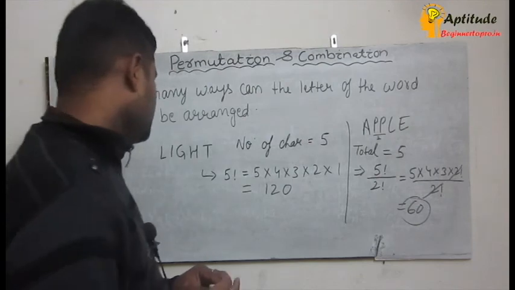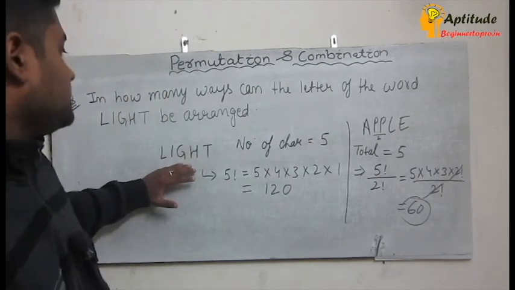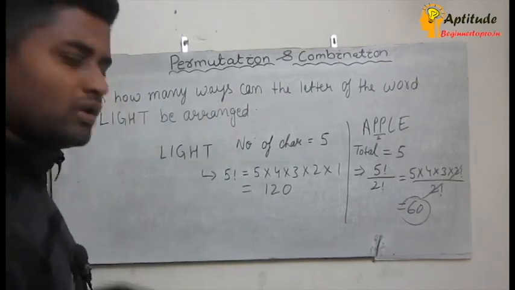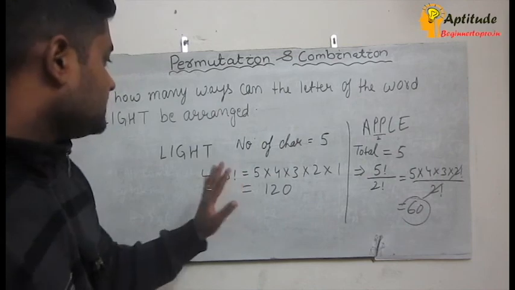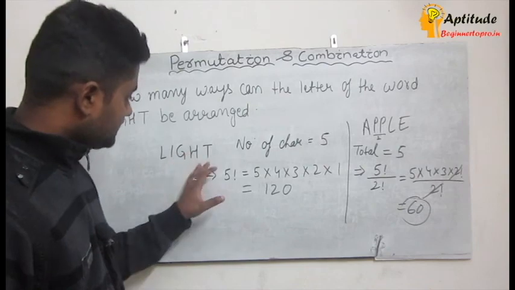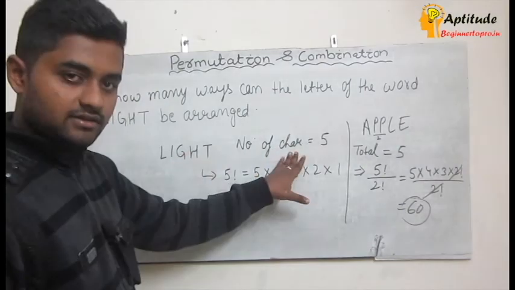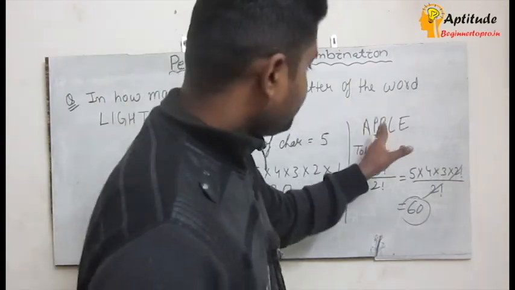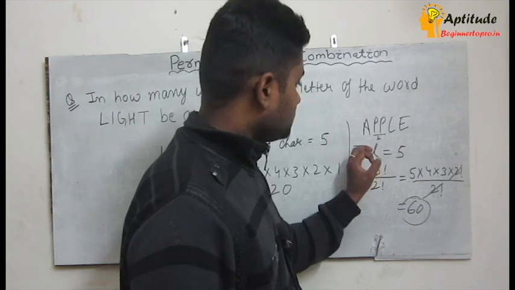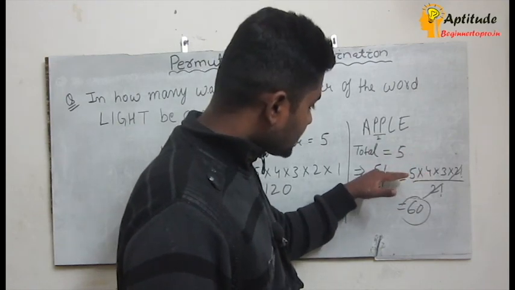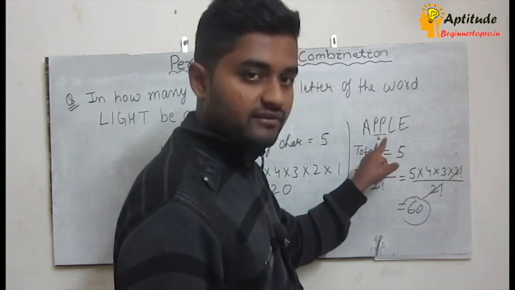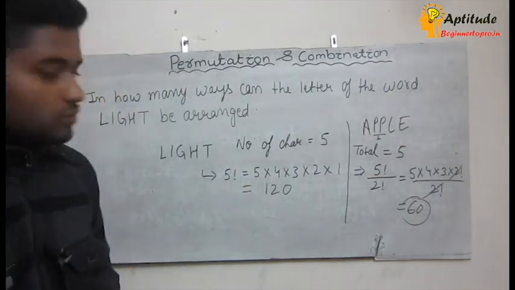Okay. So whenever a word is given, if the question says in how many possible ways can the letters of the word be arranged, just count the total number of characters. If no character is repeating, just find the factorial of the total number of characters in the given word. But if a character is repeating, find the factorial of the total number of characters first and divide it by the factorial of the repetitions of that character. Okay, so that's it.